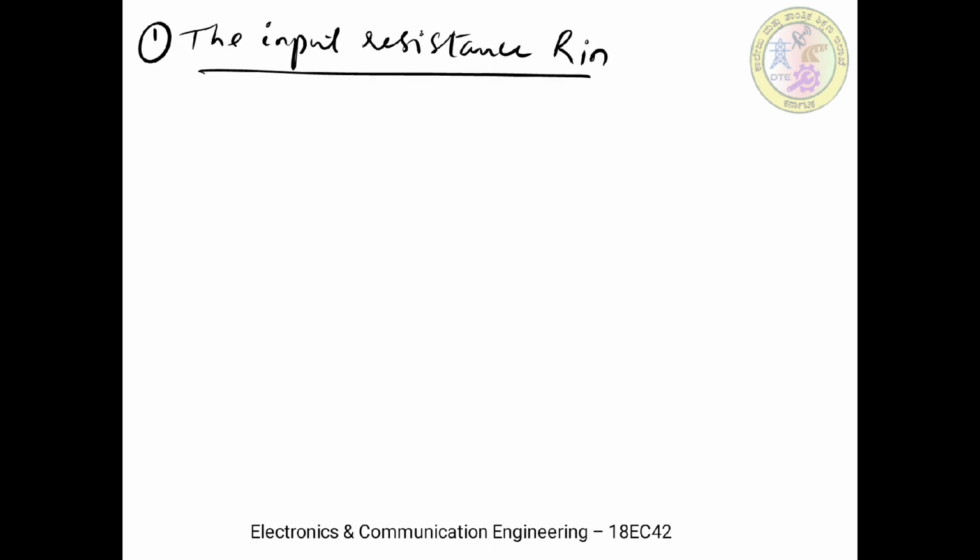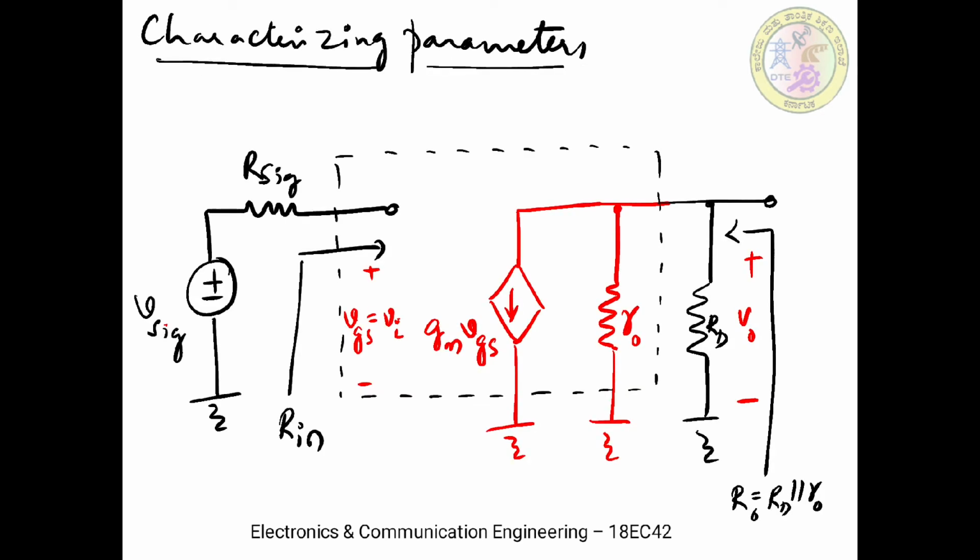So now this is one of the most important characterizing parameters for an amplifier. Rin is nothing but the resistance of the amplifier as seen by the signal source. Whenever we apply VSIG, the complete signal has to be coupled to the amplifier for the amplification purpose. But the amplifier exhibits its own resistance to this signal.